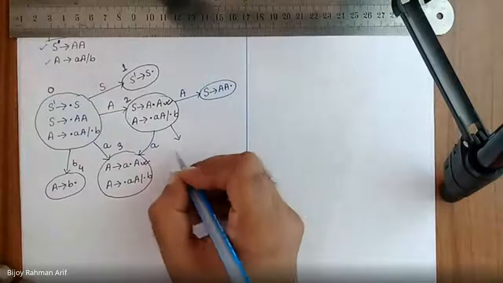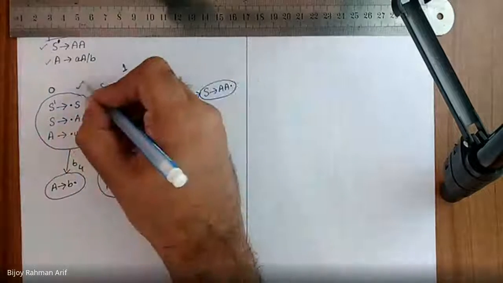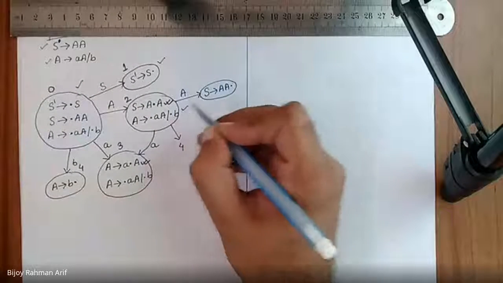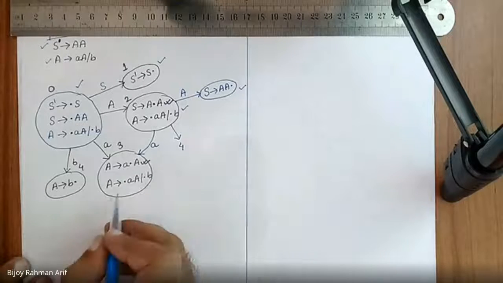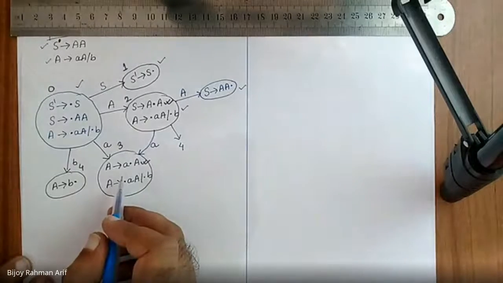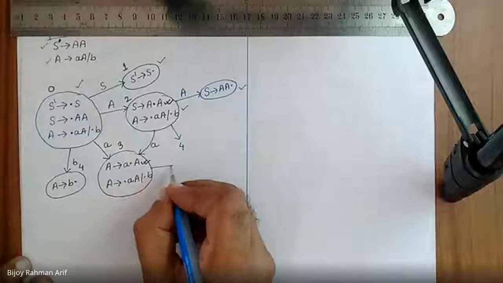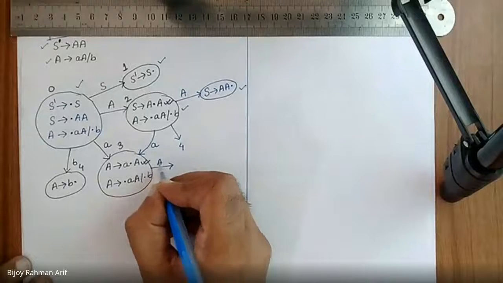State 4. So we can write this. This one is done, this one is done, this one is done, this one is done. Let's come back here. What are the possibilities here? Go to on capital A. So if we go to on capital A, what do we get?